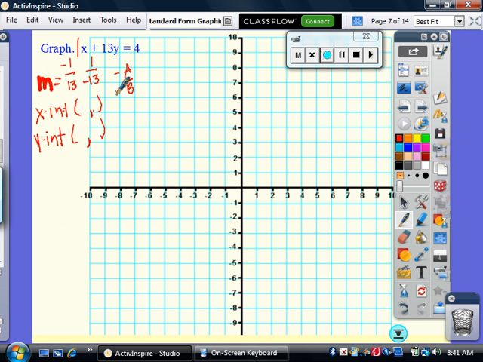The x-intercept is c over a, which would be 4 over 1. That's pretty easy to graph. The y-intercept is c over b, so that would be 4/13. We're going to write 4/13 there, but as far as graphing, it would be easier for us to convert this to a decimal. So let's think about where that is. Say 4 divided by 13.